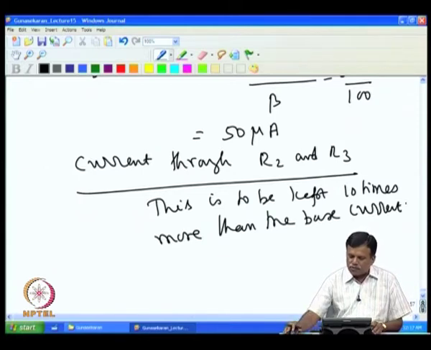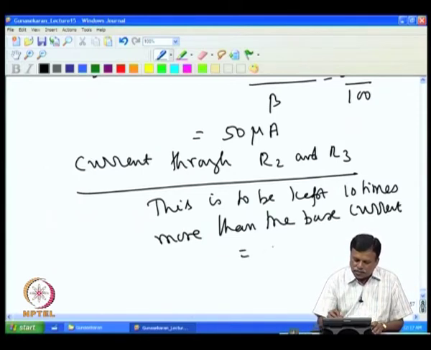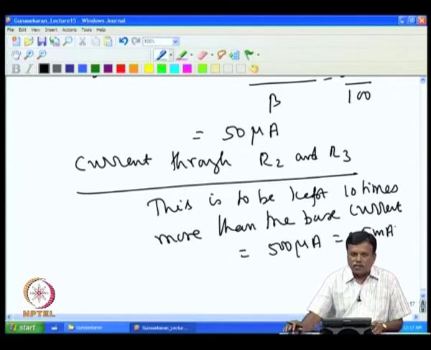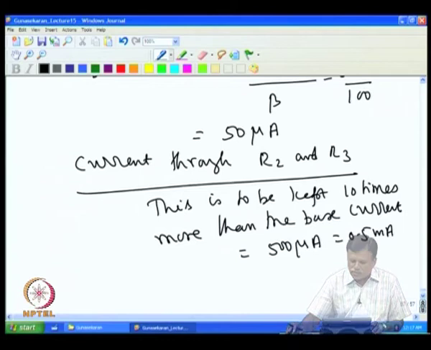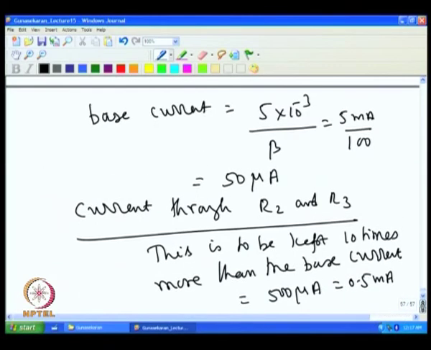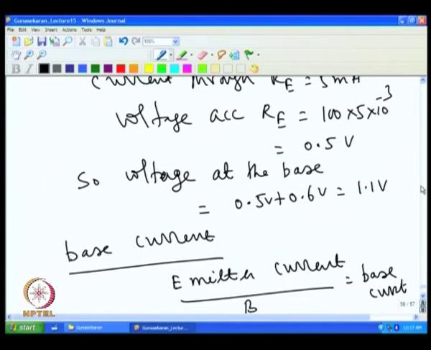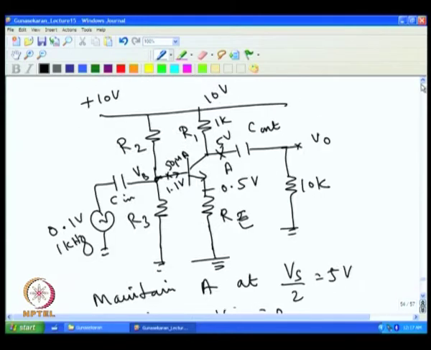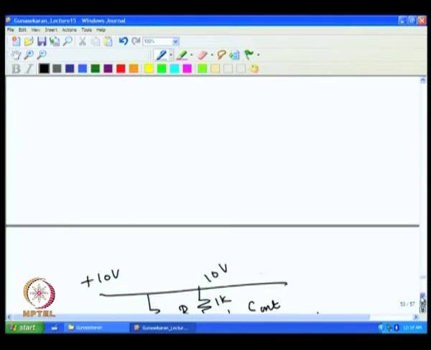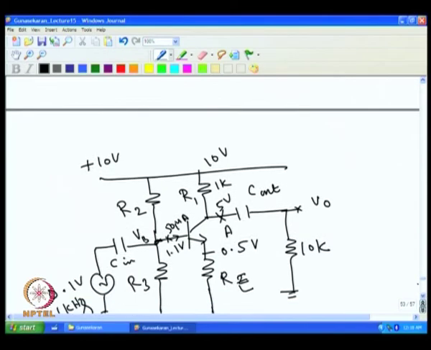This can be kept 10 times more than the base current, that actually can be kept as 500 microamps, which is equal to 0.5 milliamps. So, now we are very close to our design, because now we got the R2 R3 current and then voltage across R3. If you see the circuit, the voltage across R3 is 1.1 volt.